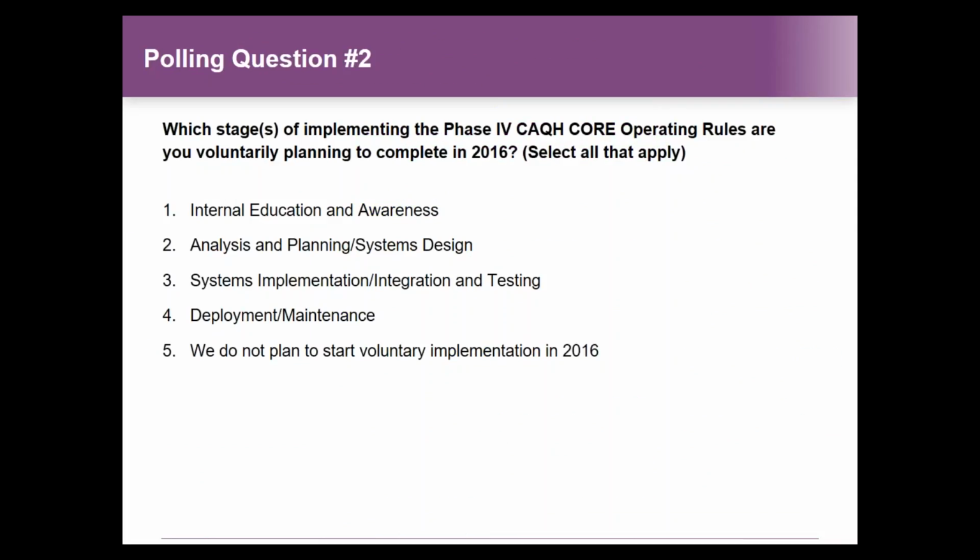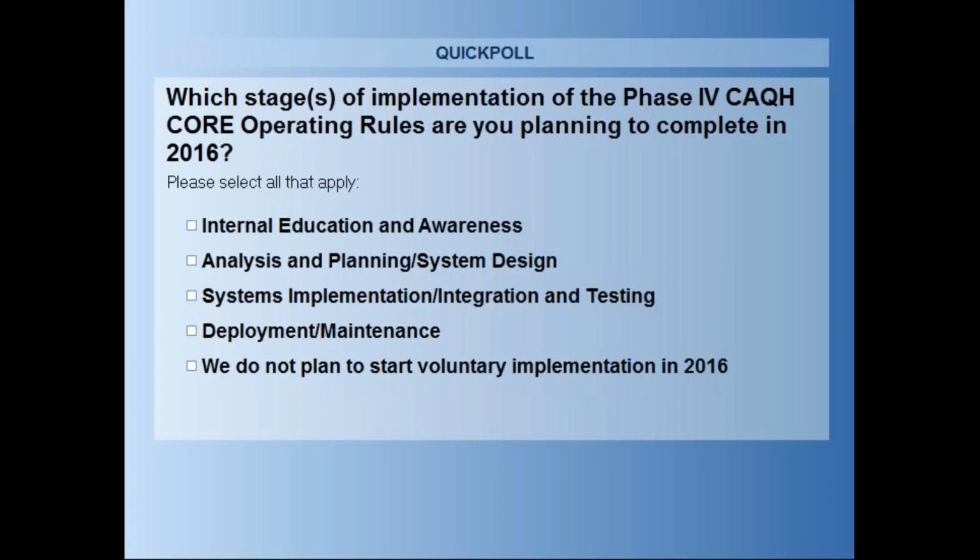And this brings us to our last polling question of the webinar. And just like last time, I'll read the question and then open it up for everyone to respond. This question asks, which stage or stages of implementing the Phase 4 CAQH Core operating rules are you voluntarily planning to complete in 2016? And there's a full spectrum of options here, so please check all that apply. And I will launch the poll, and we will pause briefly for everyone to respond.